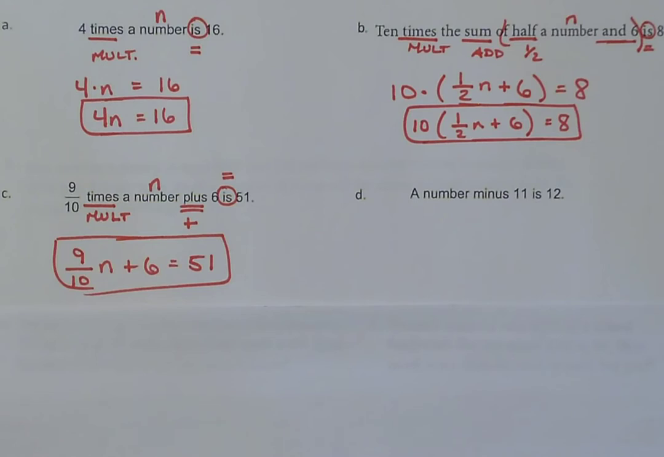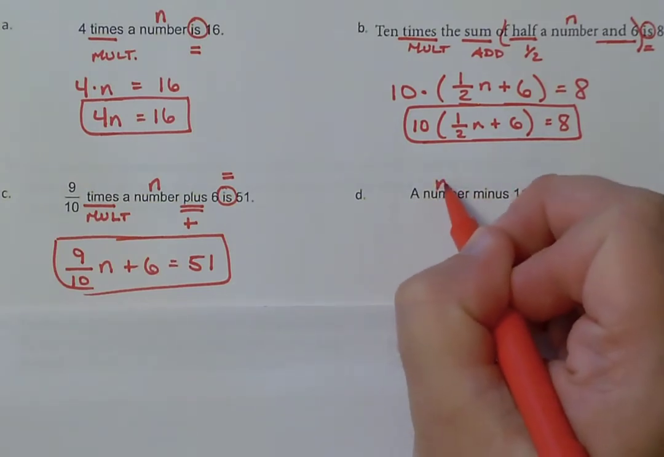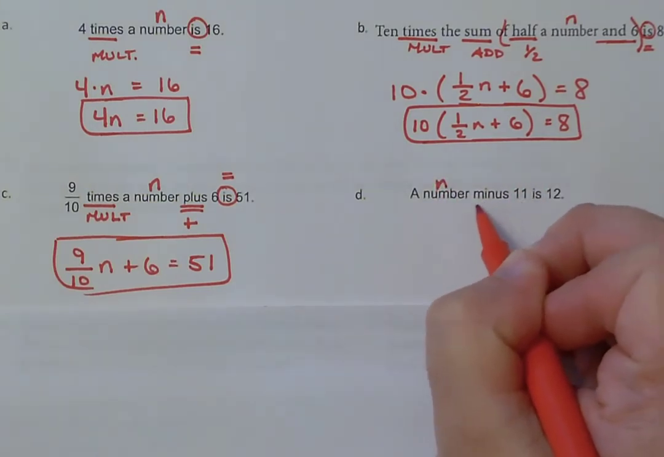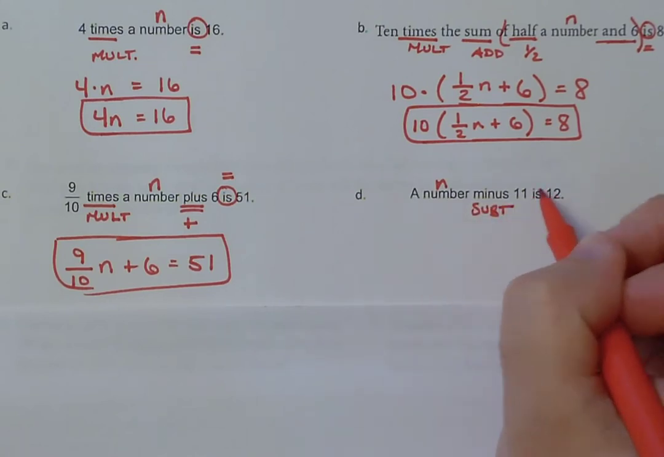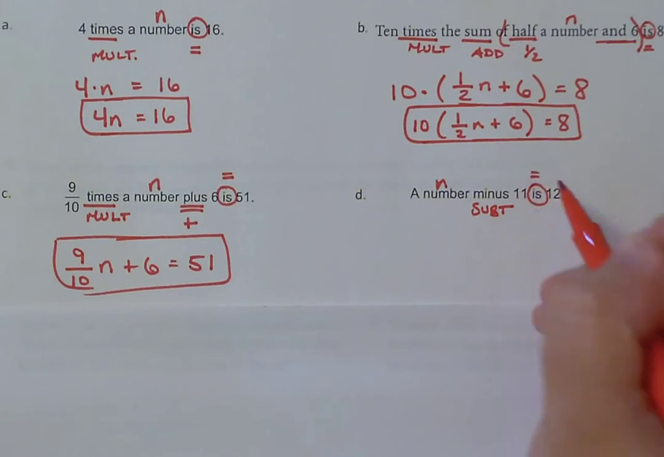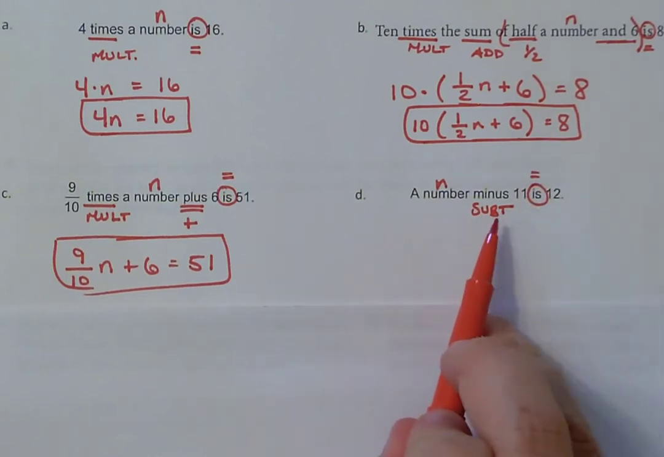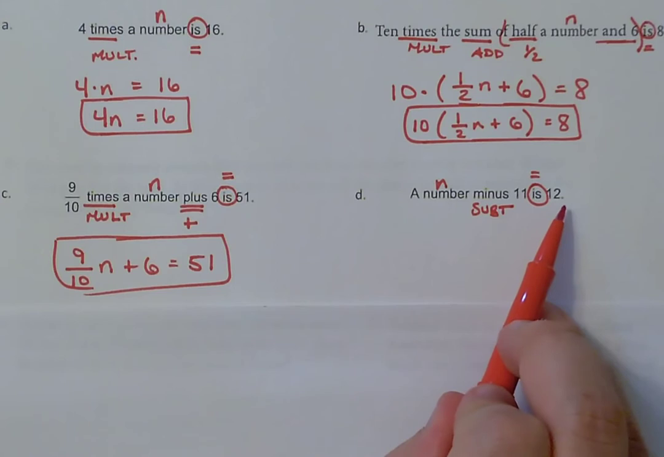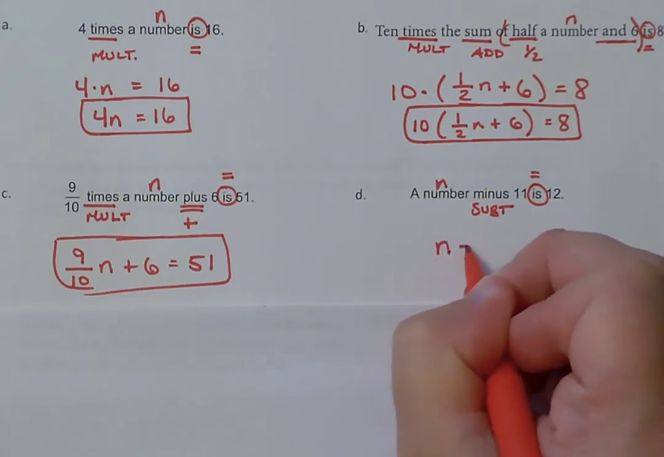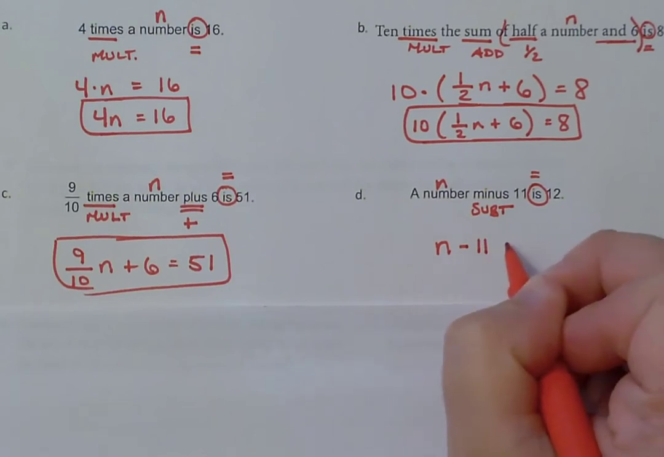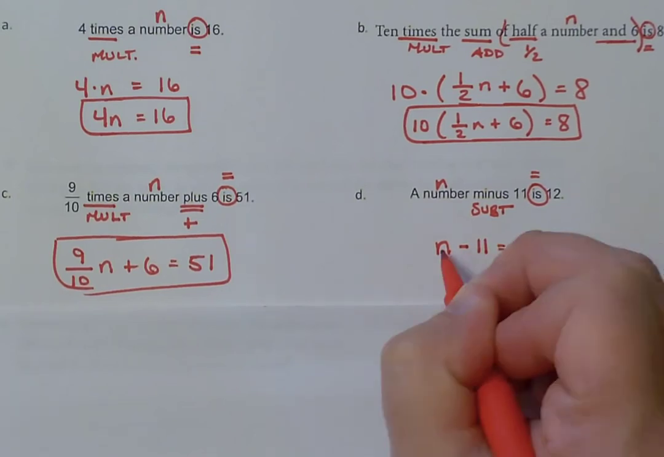Now for D, we have a number minus, this is going to represent subtraction, 11 is 12. So a number minus 11 is 12. So if I use n as my number, it's going to be n minus 11 equals 12.